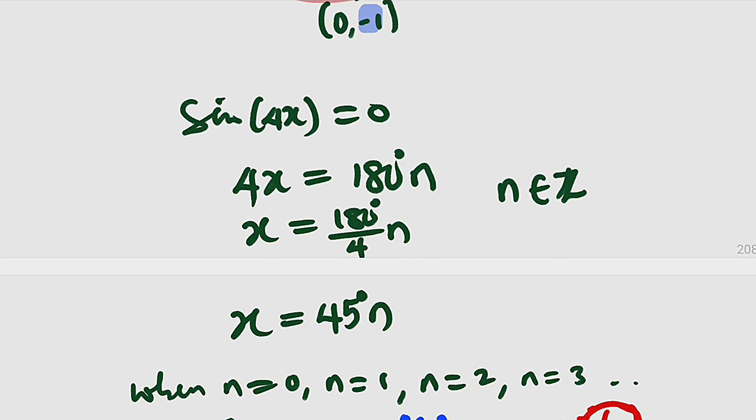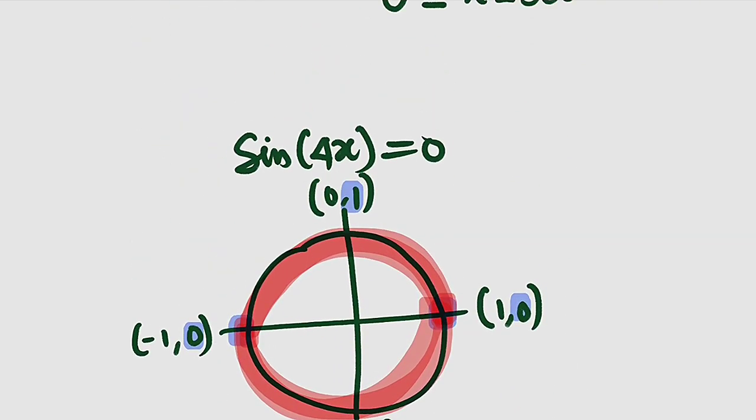Another way you can do that, you can use identity, right? Because I know that sine of 4x is the same thing as 2 sine of 2x multiplied by cosine of 2x. Then you also expand them. They are double angle identities, but it will take you longer time than necessary.